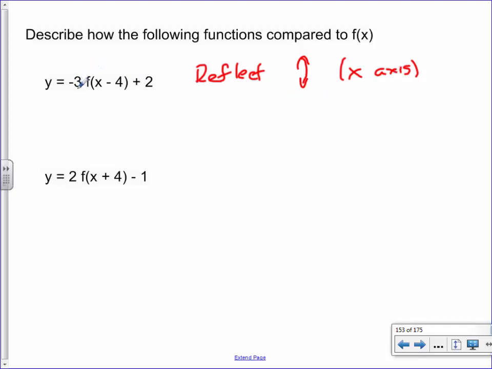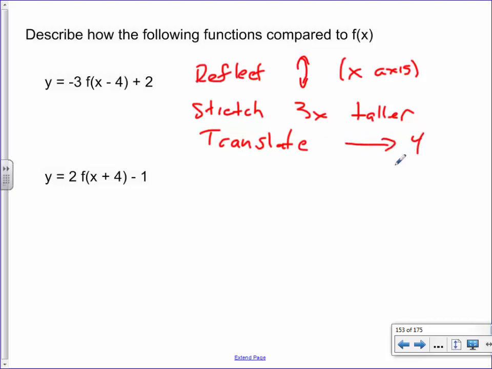What's the 3 going to do? Good, yeah, the 3 is going to make it taller. So the 3 might be stretch 3 times taller. That's another thing that will happen. What's the minus 4 going to do? Good, so maybe a word you might see is the word translate. Right by 4. And then the plus 2. Good. Up 2. That'll work.